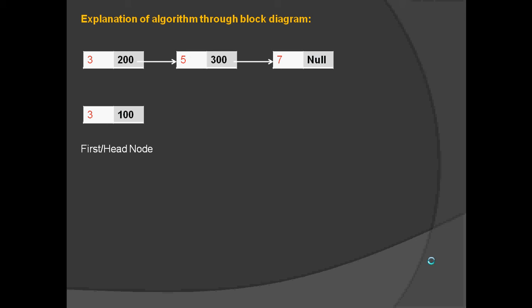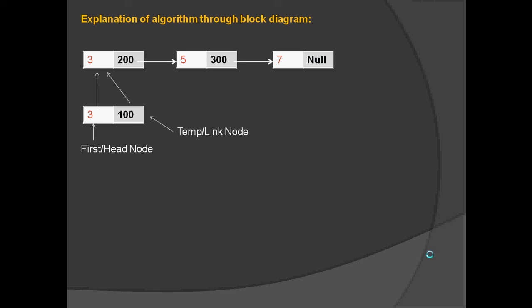So 3 is present here, and 100 here represents the link or the address of where 3 is stored. Clear? So the head node will first contain the data value and the address of where that value is stored. Only in the first node it will show like that. So this shows the data that is stored in the first node, and the second array element shows in which memory location 3 is stored.